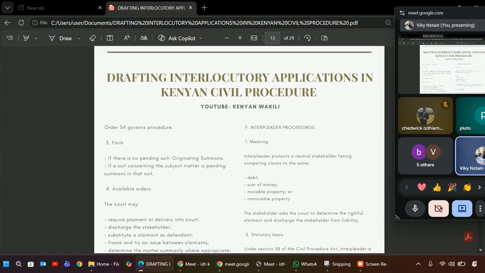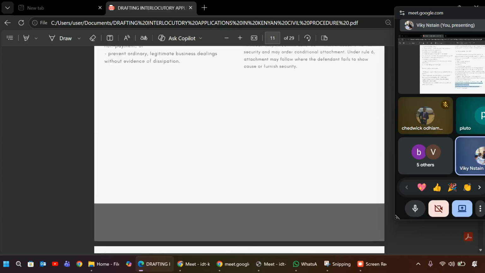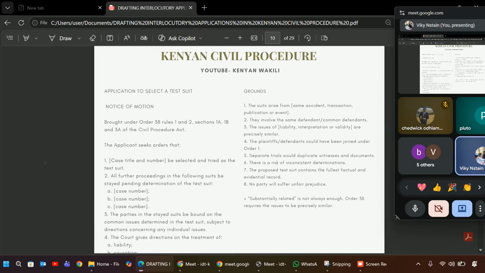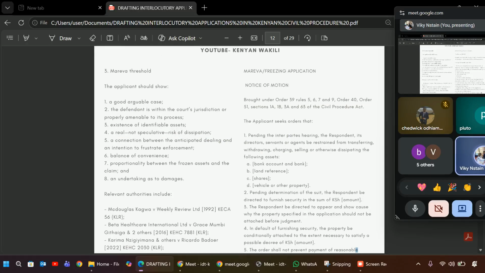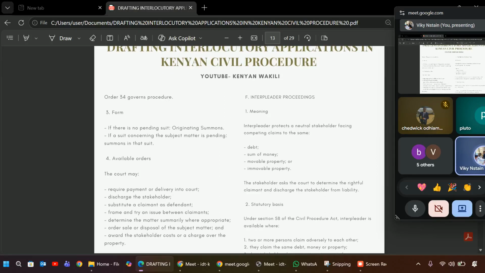I have seen something, I'm saying. Now, we are under a different kind of application, and this kind of application is known as an interpleader proceeding. So first, finish with that Mareva. We have done Mareva, we have done the other one called Anton Piller, we have also done a test suit under Order 38. So there we have grasped the basics. Now we are going into an interpleader proceeding.